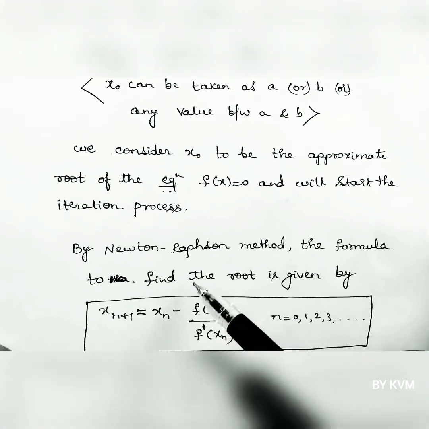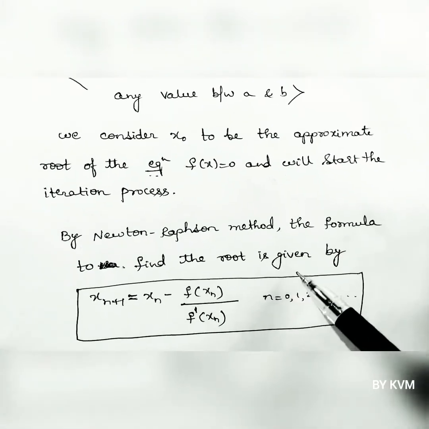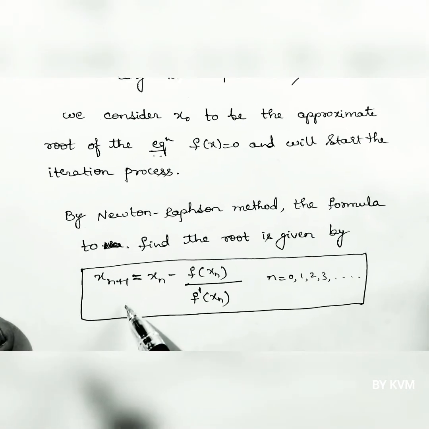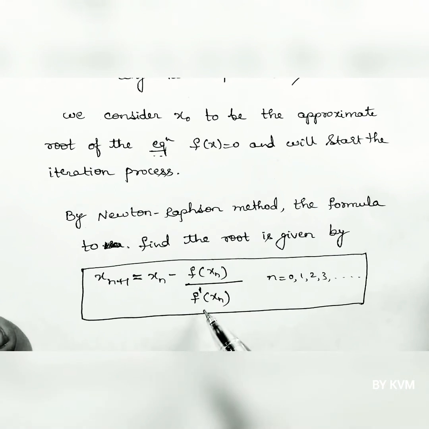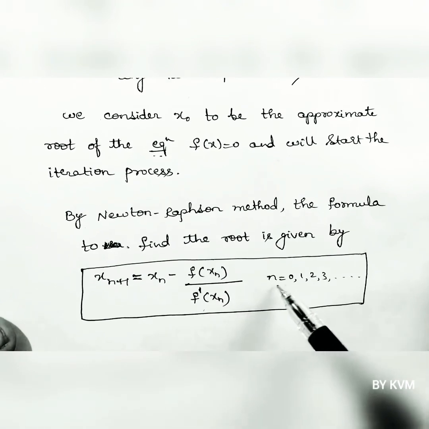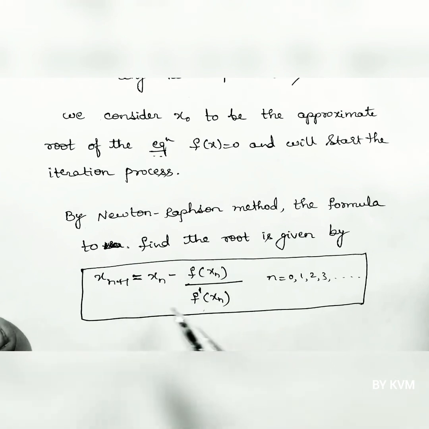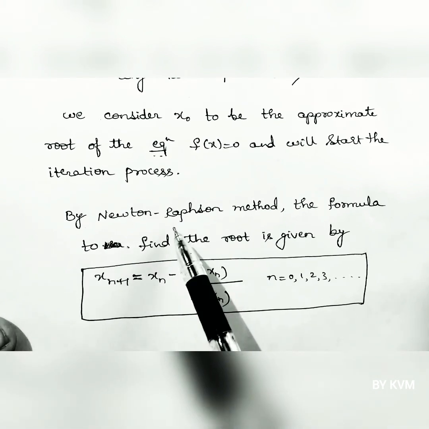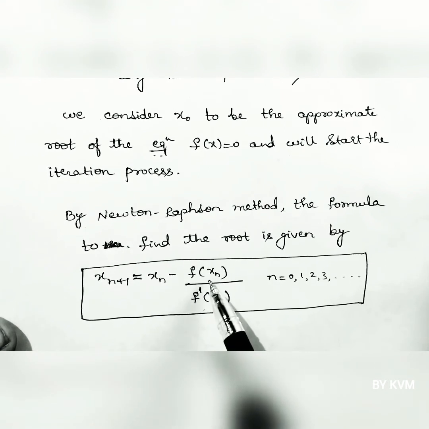So by Newton-Raphson method, the formula to find the real root is given by x n plus 1 equals x n minus f of x n by f dash of x n, n equals 0, 1, 2, 3, etc. So this is the formula to find the real root by Newton-Raphson method, where f dash of x n stands for the derivative of f of x.